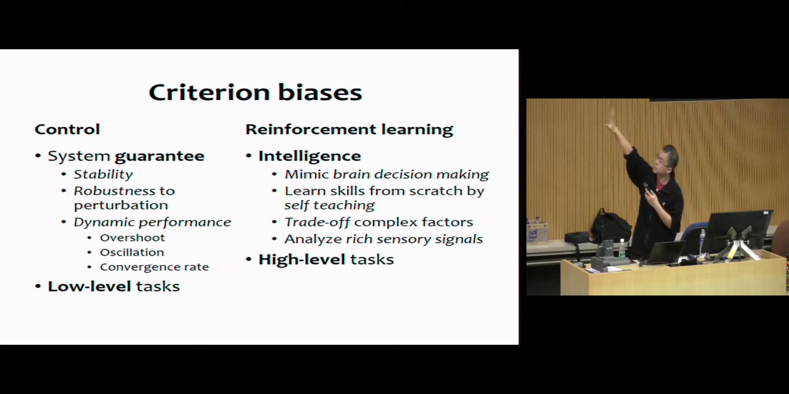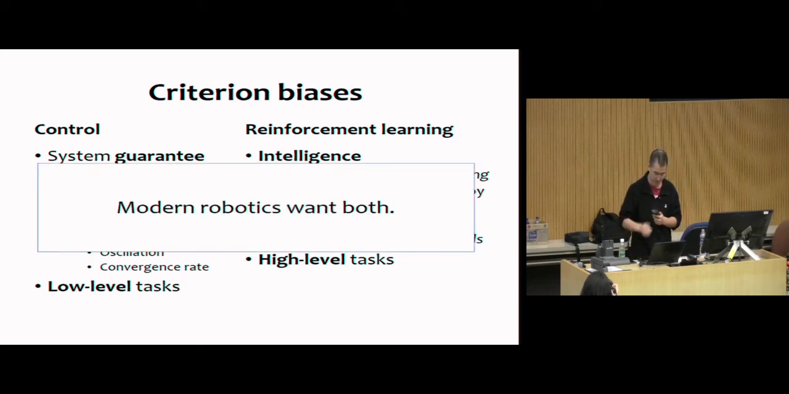And for the learning community, we care more about the intelligence. That is, can we learn everything from scratch? Or can we learn something much more advanced than a model from scratch, from data? And also we care about the trade-off between different parameters and different factors. We also care about how to use very rich sensory signals like images or videos and so forth. And finally, learning wants to solve high-level tasks, for example, autonomous driving and so on and so forth. So this is the criterion bias. And modern robotics actually wants both. We want both guarantee and intelligence.